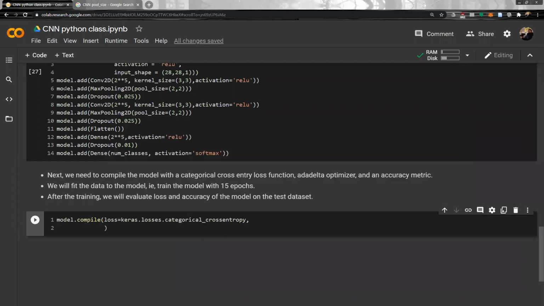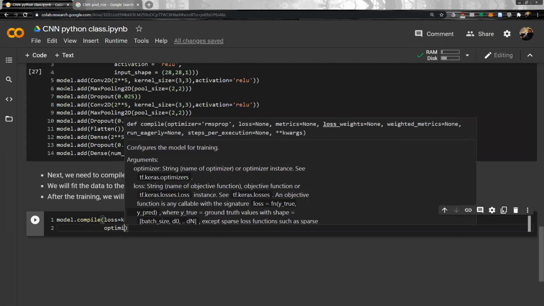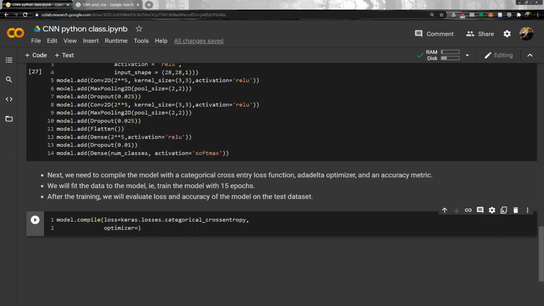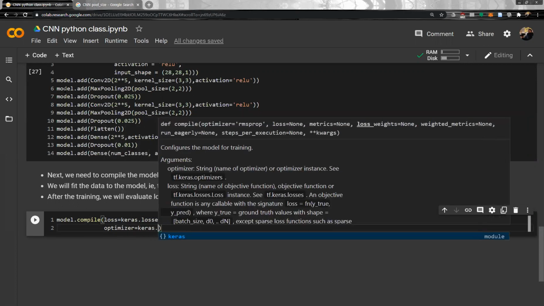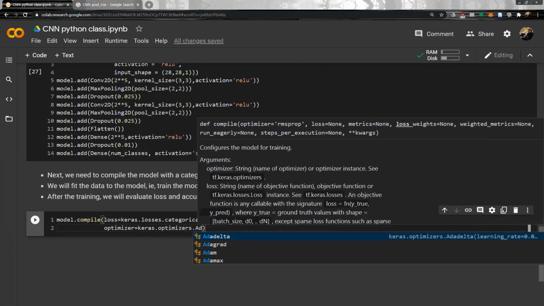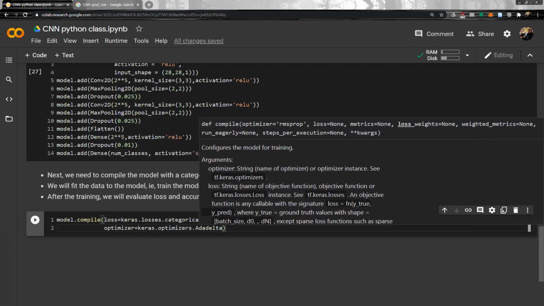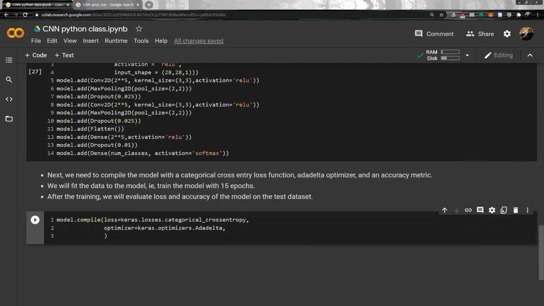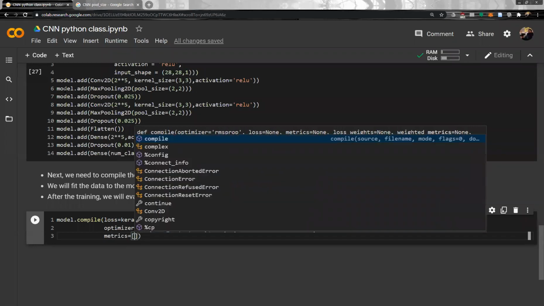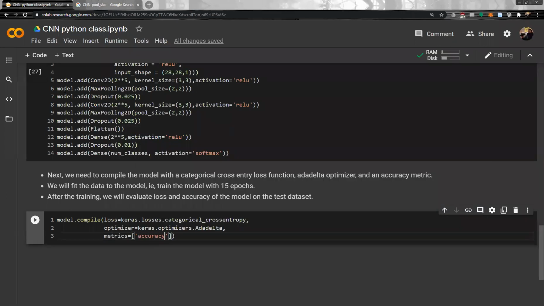Okay, and then we will do the optimizer. Optimizer is keras.optimizers.Adadelta. Okay, good. And then we will use the metric, accuracy metric. So metrics, and then we will see accuracy. We will see the accuracy metrics.